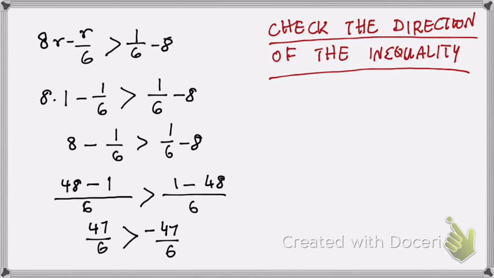When you simplify this, you take the least common denominator, which is 6. So you will get 48 minus 1 divided by 6. 48 minus 1 is 47, so 47 divided by 6 on the left hand side. On the right hand side, you will get 1 minus 48 divided by 6, that is negative 47 divided by 6.